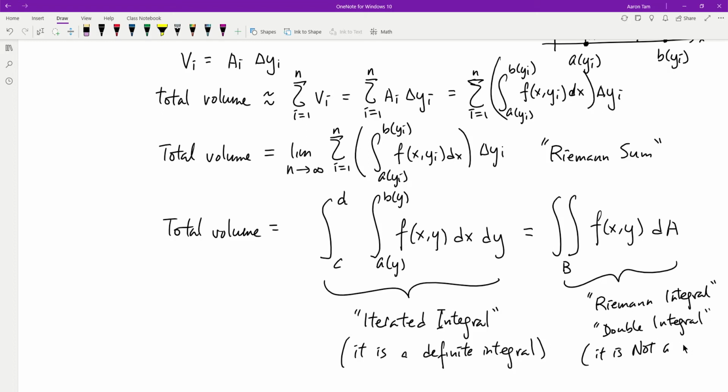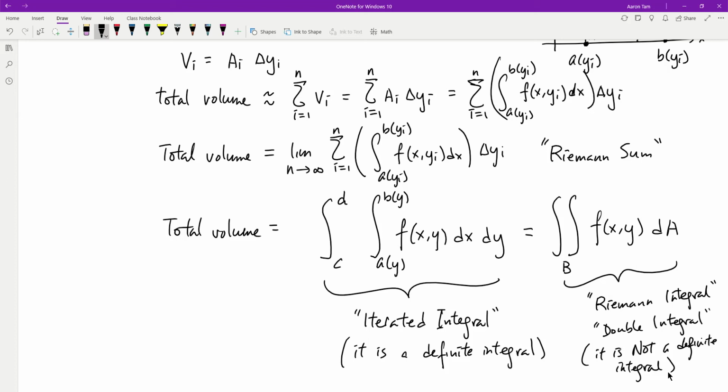Until you actually figure out what the limits are, you don't have a definite integral yet. But it does represent a single value, so it does have that characteristic. It's not like an indefinite integral. But it's also not a definite integral yet because it doesn't have the limits. Once it has limits, then it's a proper definite integral.